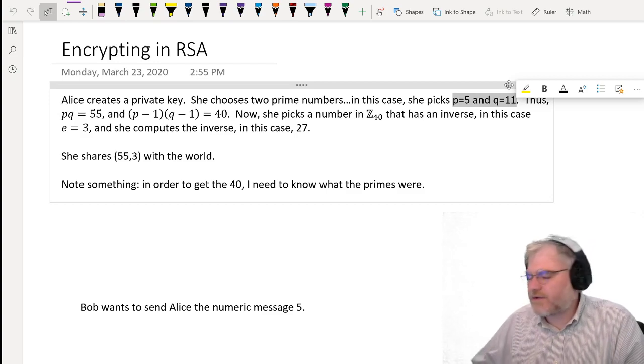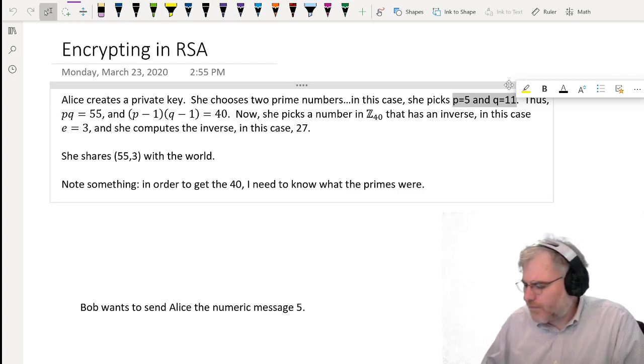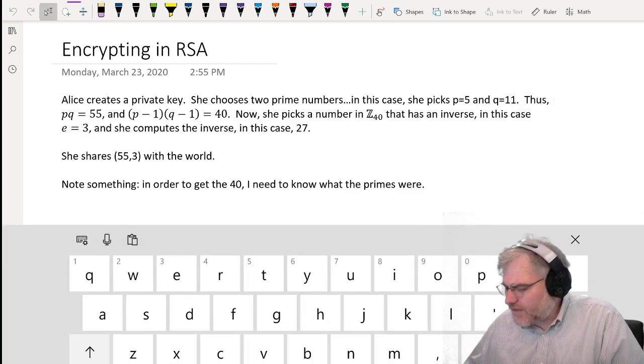But for the sake of this argument, Bob is going to send Alice, not the number 5, because I always use that, the number 15. So I'm going to have Bob send Alice the number 15.